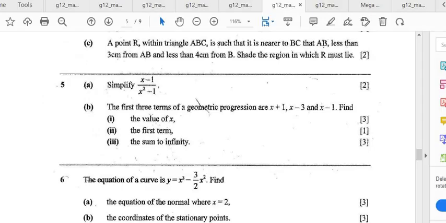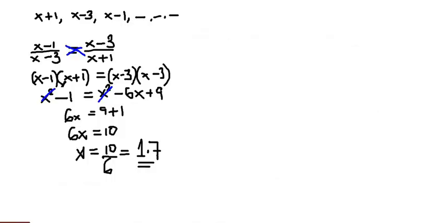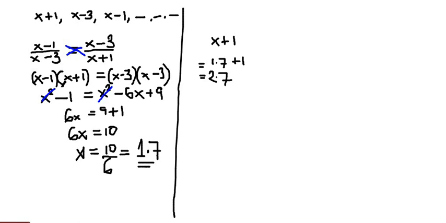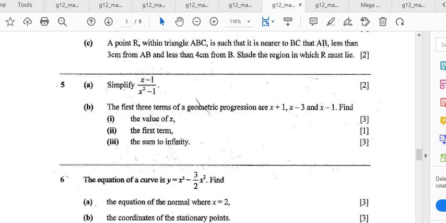Now, the second part of the question says we find the first term, which was given as x plus 1. So we have 1.7, which is x, then plus 1. This will give us 2.7 as our first term. Then the sum to infinity.